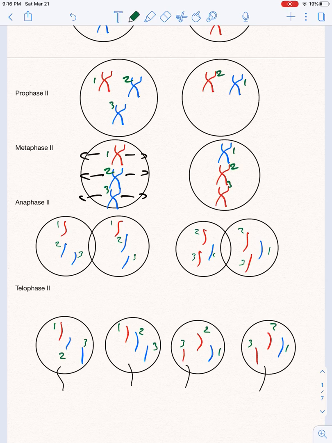Now, you might notice here that these 2 cells and these 2 cells are identical to one another, and that's true. Because I didn't show crossing over in prophase 1, that's what happens. Fortunately, crossing over always happens. And what I'm going to ask you to do is when you do your drawing, make sure you do a little bit of crossing over in prophase 1 so you end up with 4 cells that are genetically different, as opposed to what I did, having 2 cells identical there and 2 cells identical here.